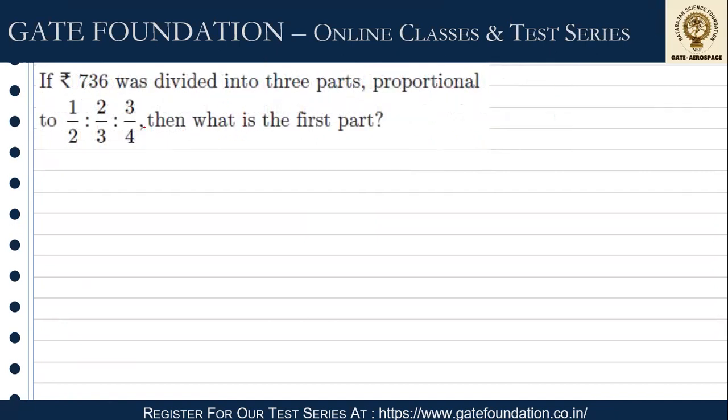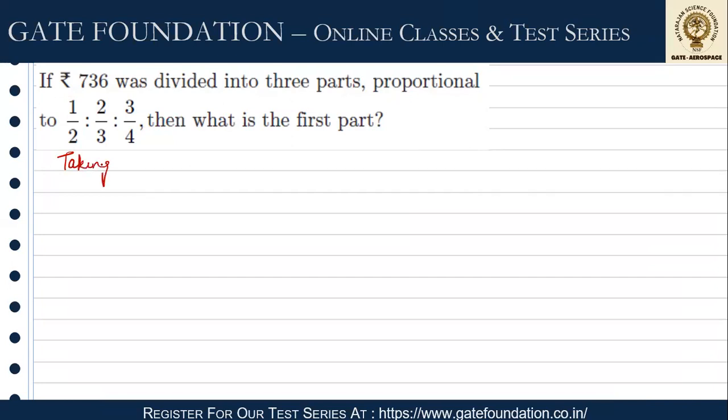Let's see whether it is correct or not. So 736 is the rupees which is to be divided into 3 parts proportional to 1 by 2, 2 by 3 and 3 by 4, and we have to identify the first part. Now the ratio given here is not in whole numbers, it is in the form of fractions. So I need to convert it into whole numbers. How? I'll take the LCM.